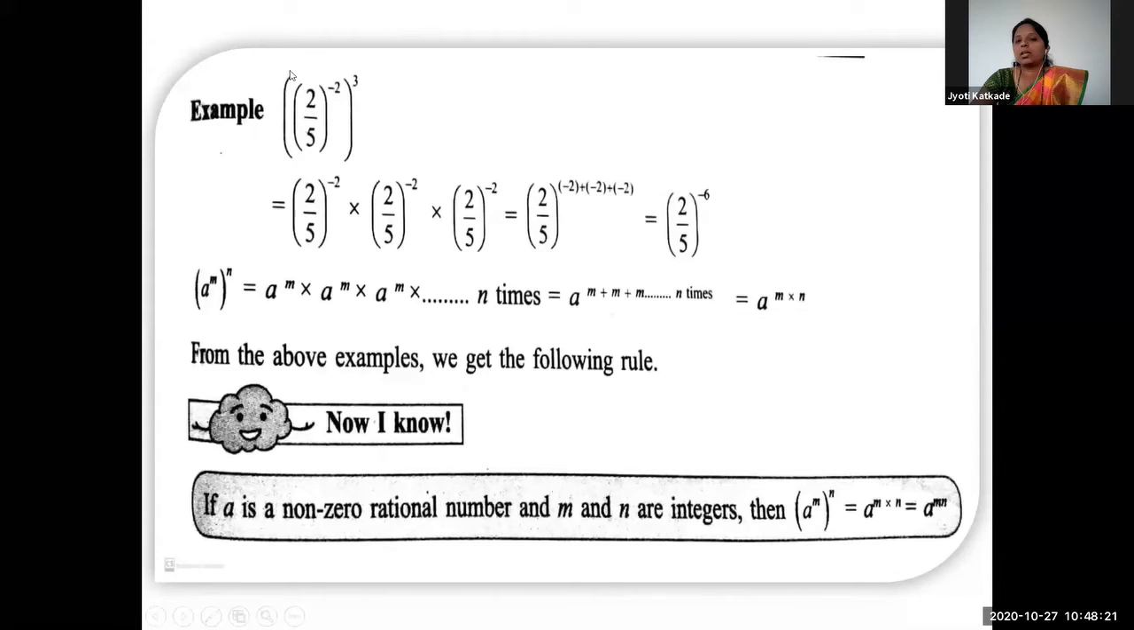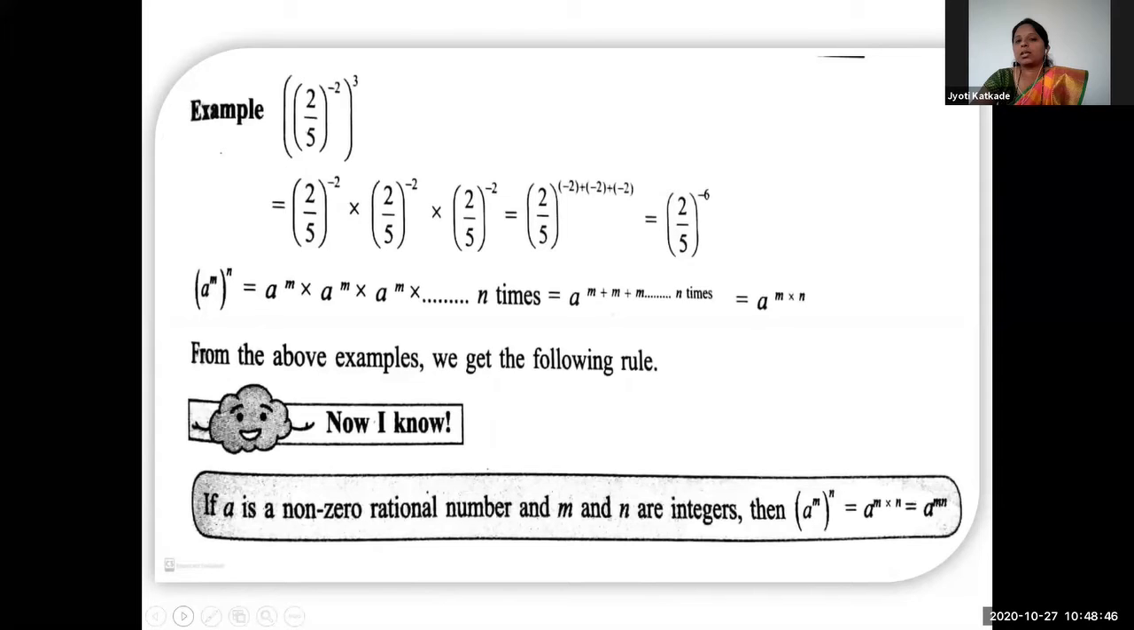Okay. Means if a is a non-zero rational number and m and n are integers, then a raised to m, bracket raised to n, is equal to a raised to m into n. Means we get the answer a raised to m n. This is our rule, the product rule. Okay, product of two numbers.